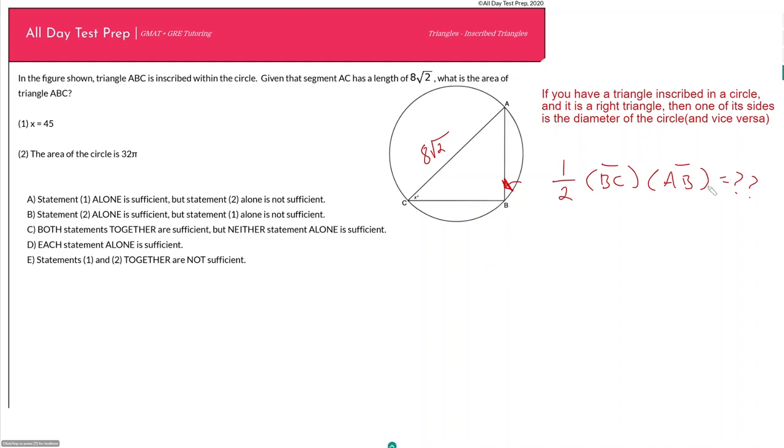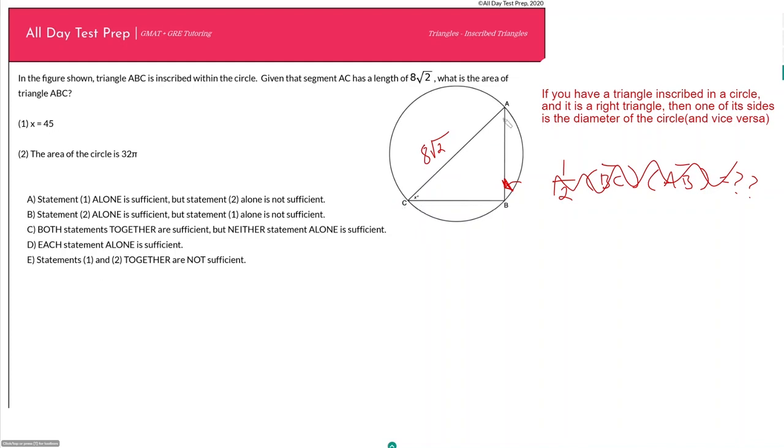So if you want to rephrase this question, you could rephrase it as something like, if triangle ABC is a right triangle, then what is 1/2 BC times AB? But this is going to be a two-step process. We need to first determine that ABC is a right triangle, and then we need to find BC and AB. Based on the prompt, really all we can technically do is fill in this value of 8 rad 2 for AC. We do not yet know this is the diameter or anything like that. It looks like it could be, but remember, figures are not drawn to scale on the GMAT.